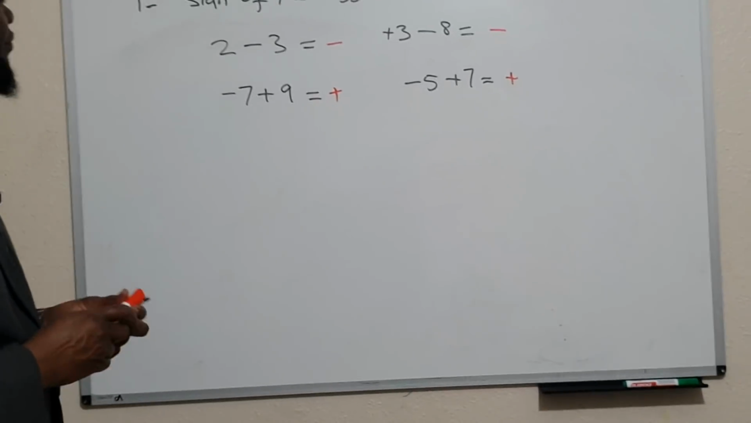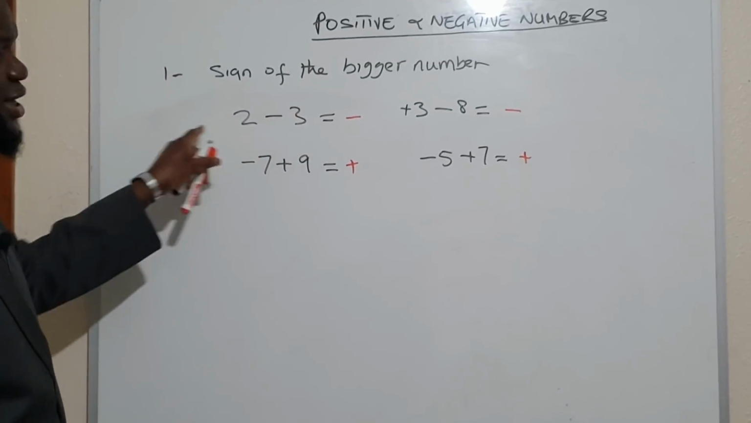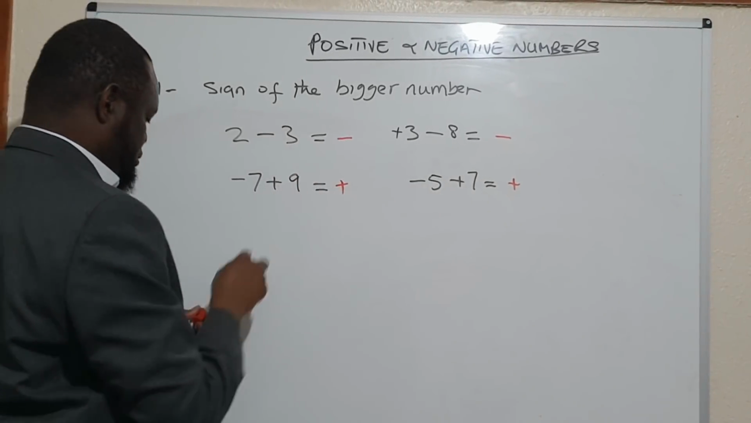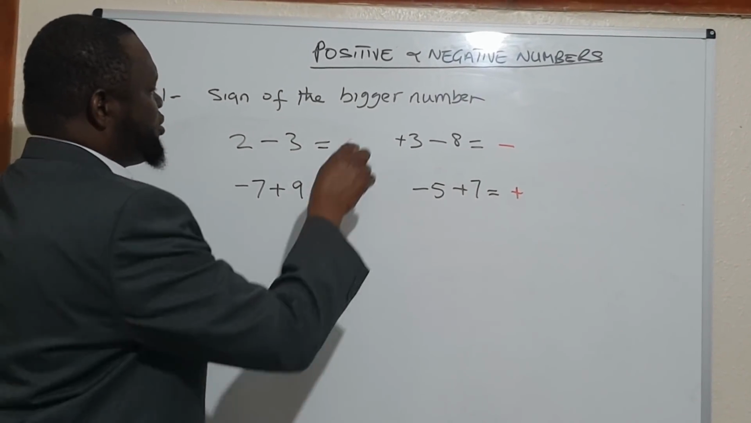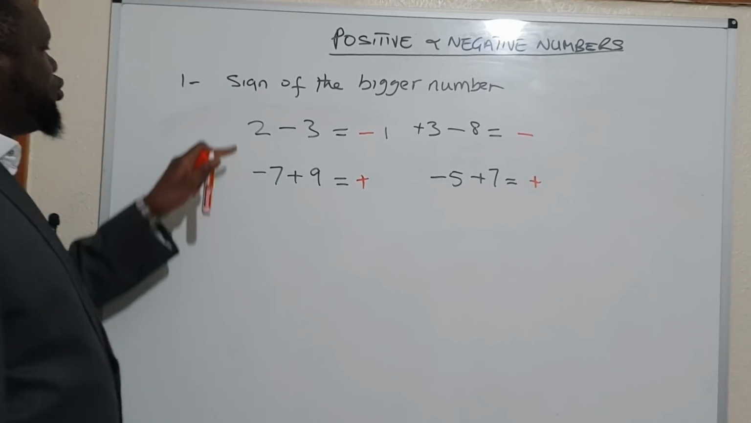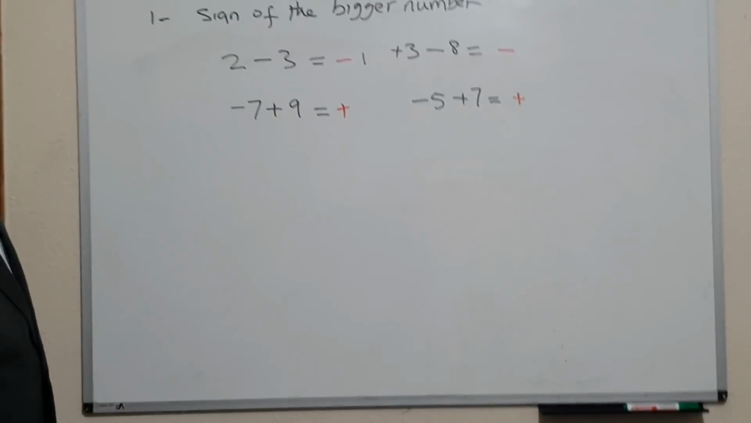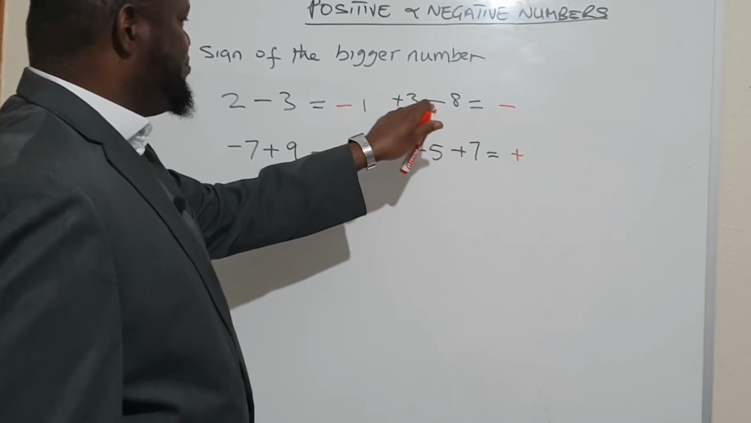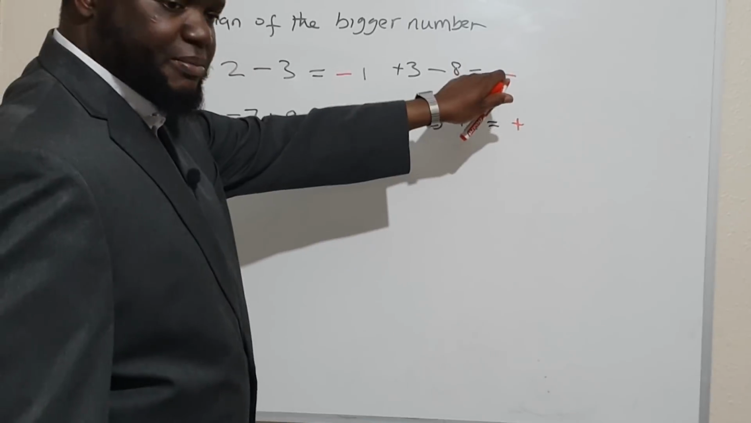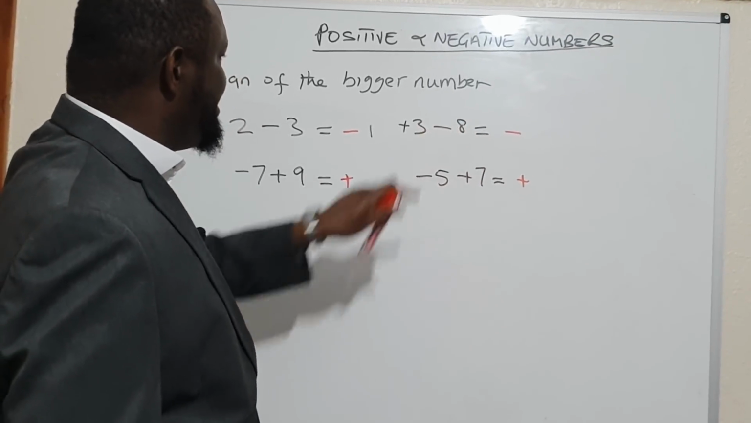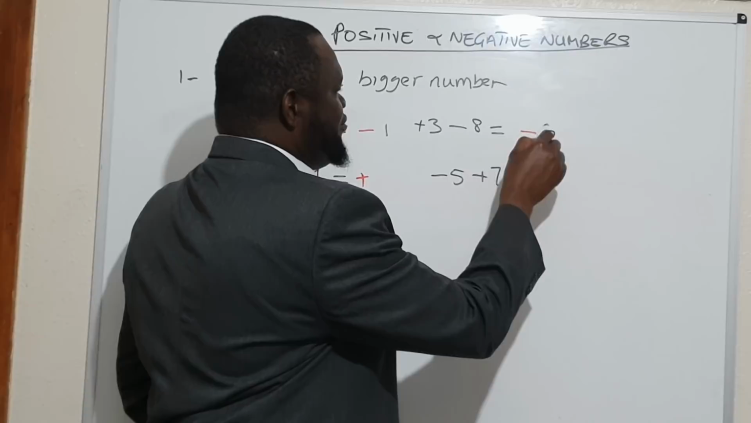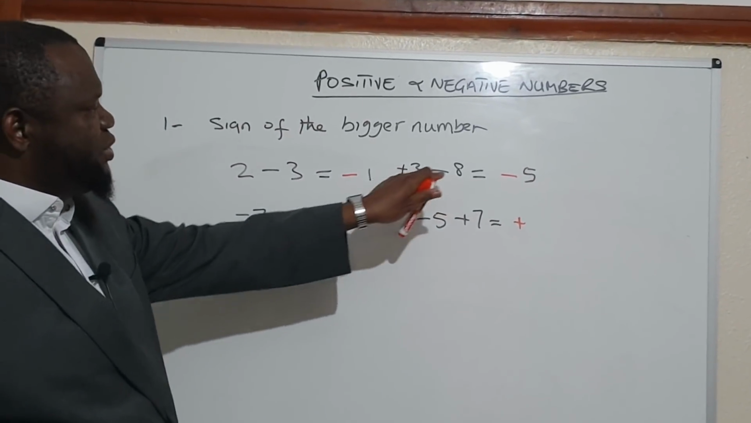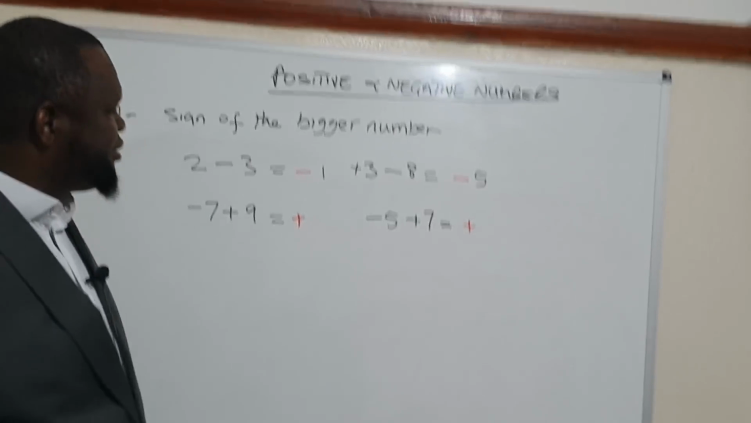So now, after you identify the sign of the bigger number, what do you do? You subtract the 2. 3 minus 2 is 1. Okay? So therefore, 2 minus 3 is equal to minus 1. Now look at this one. The sign of the bigger number we said is minus, so your answer will be in minus. Now 8 minus 3 is 5. So therefore, 3 minus 8 is equal to minus 5.